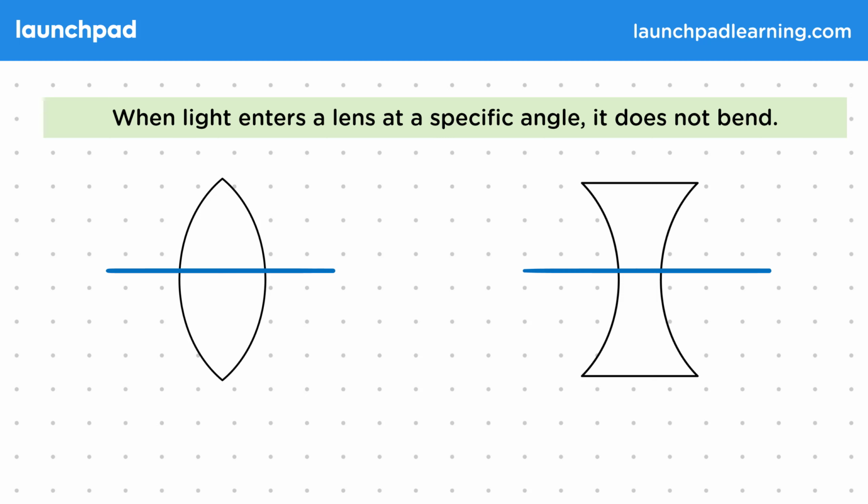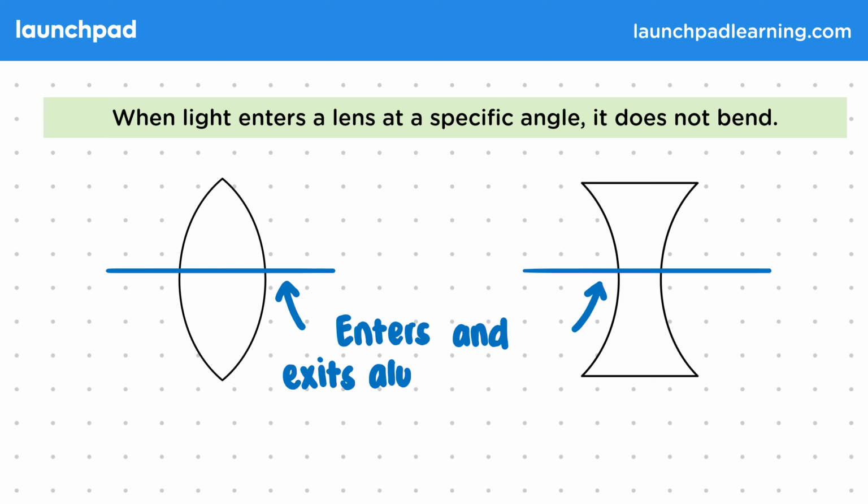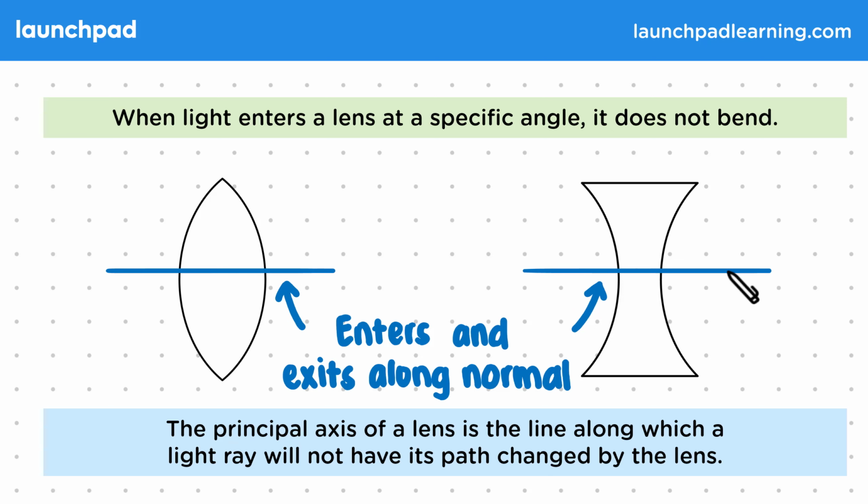Remember that refraction occurs when waves transmit at an angle rather than along the normal. But here, the rays are entering and exiting the lens along their normals. This means that refraction isn't occurring as the rays transmit into and out of the lens.